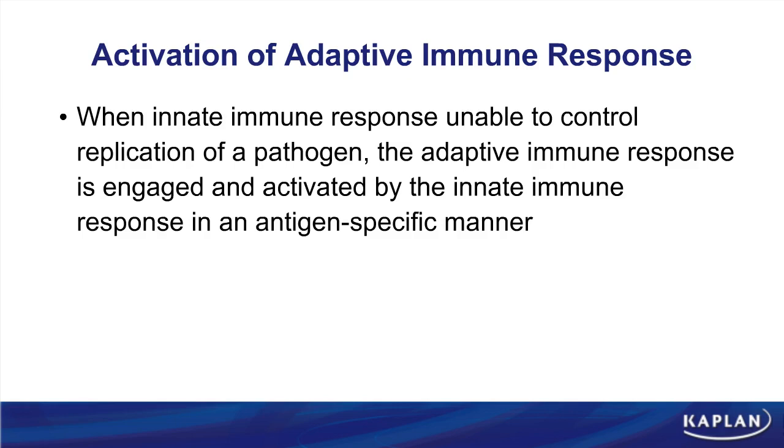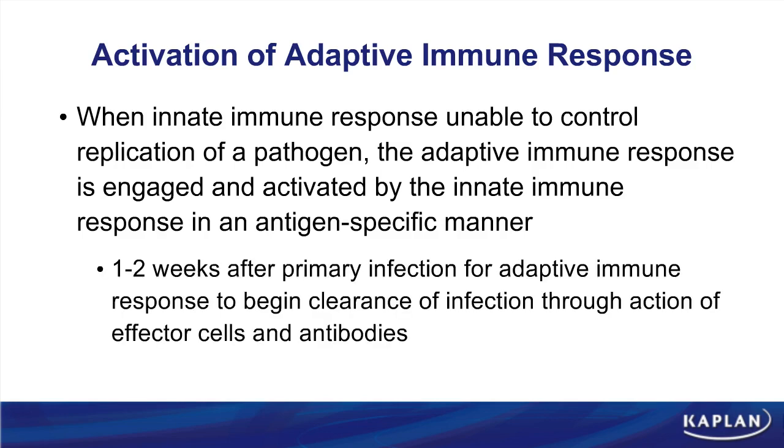Obviously, we're here because sometimes the innate immune response is not capable. In fact, more often, the innate immune response is not capable of handling a pathogen completely by itself, and therefore we need the help of that specific immune response, which comes by way of adaptive immunity. But here's the issue. It takes about 1 to 2 weeks after the primary infection for the adaptive immune response to really become activated and to really help clear the antigen by way of effector cells and antibodies and all kinds of stuff that we're about to talk about.